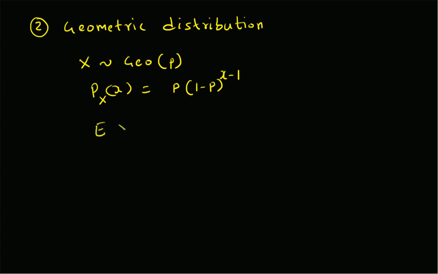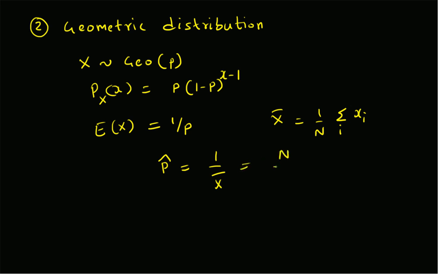The theory states that the mean value of the random variable x is given by 1 by p, and again of course we have the sample mean. Therefore the estimate of the parameter p from the moment method is given by simply p hat equal to 1 by the sample mean, which is equal to n by summation over i of x_i. So that is the estimate of the parameter p using the moment method for the geometric distribution.